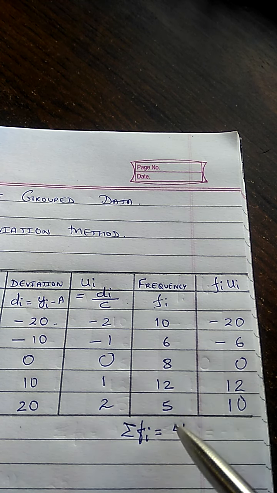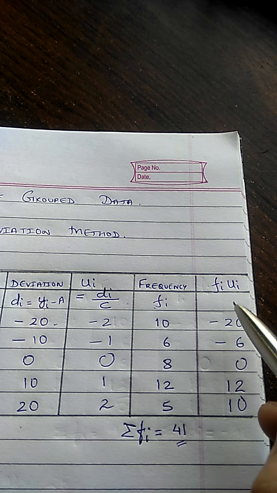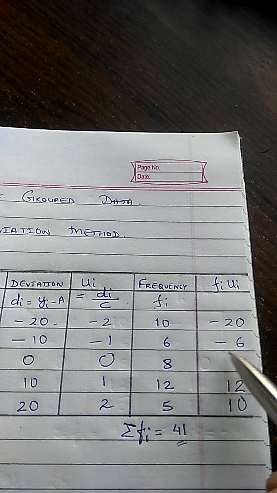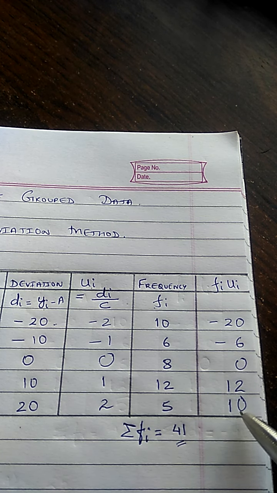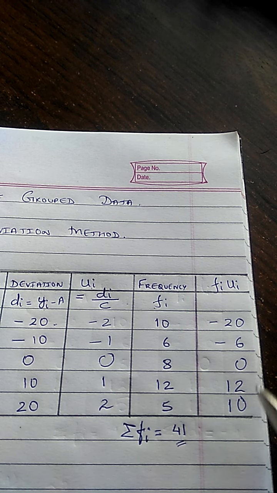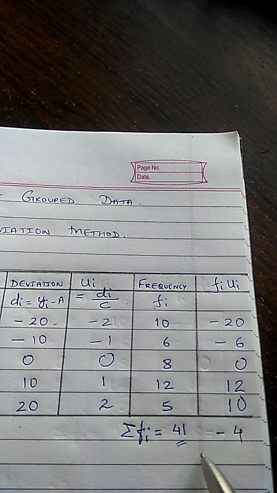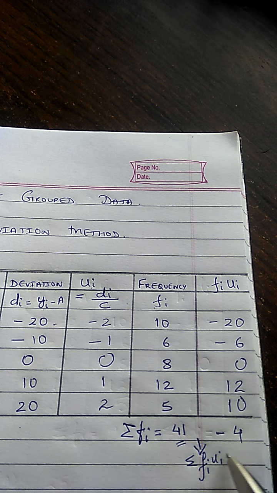Let us find the summation of frequency. When we add these, again we get 41. Now let's find the sum of the product ui fi. So here we have minus 20 minus 6 is negative 26 and 12 plus 10 is positive 22, and so when we add we get negative 4. Since I don't have space here, I'm writing it down here. This is the summation of fi ui, which we have got as minus 4.